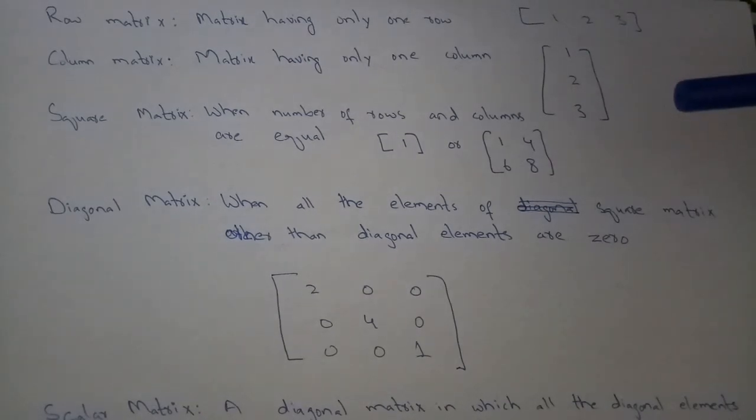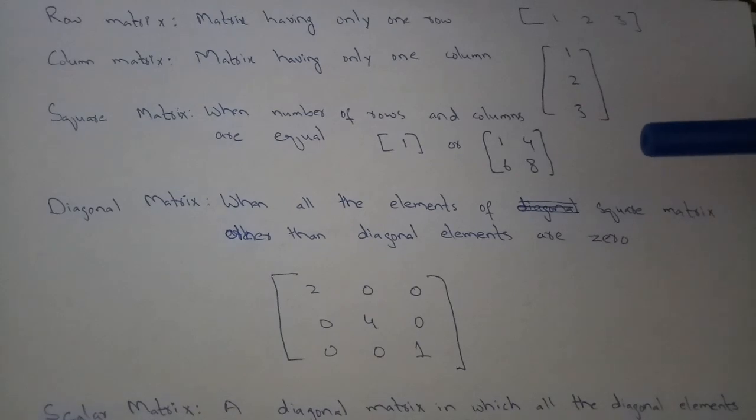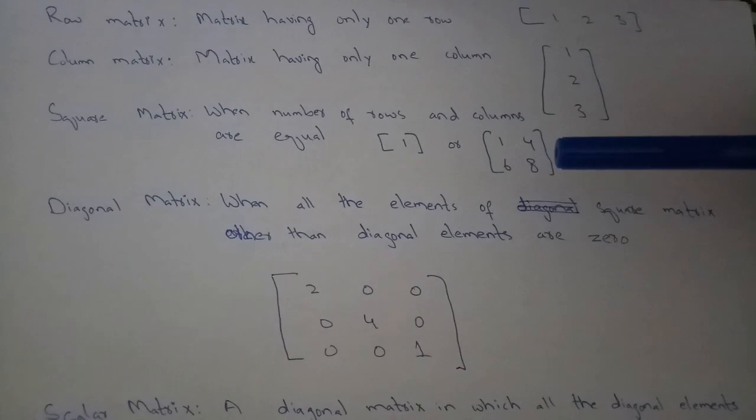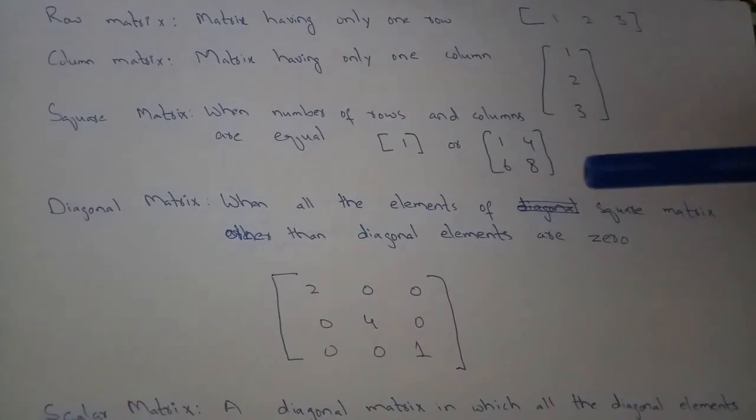The square matrix is one where the number of rows and columns are equal. It means such a type of matrix in which the order is the same, whether 1 by 1, meaning 1 row 1 column, or 2 by 2, meaning 2 rows 2 columns, or 3 by 3, meaning 3 rows 3 columns. The number of rows and the number of columns should be equal.